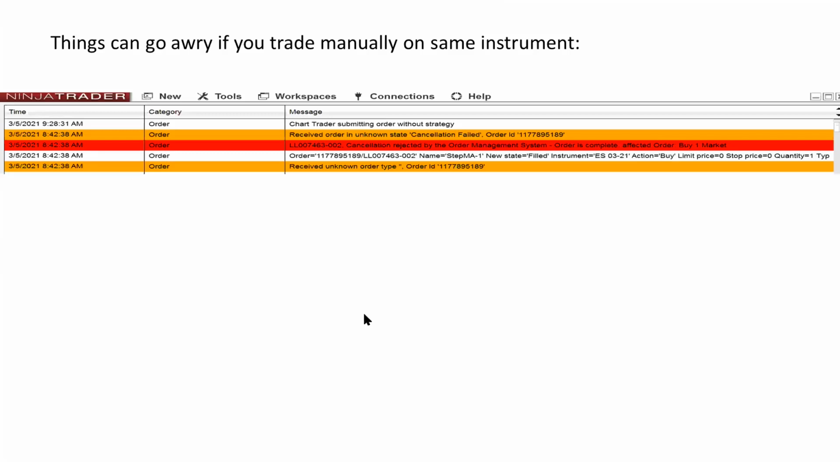And so when things go wrong, if you trade manually and the order system locks up, you're going to see on the log of the dashboard of the platform, showing things that are wrong on the platform.